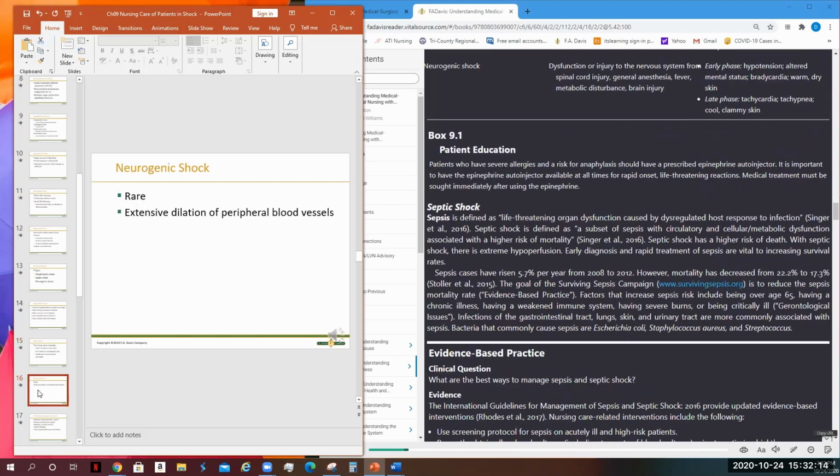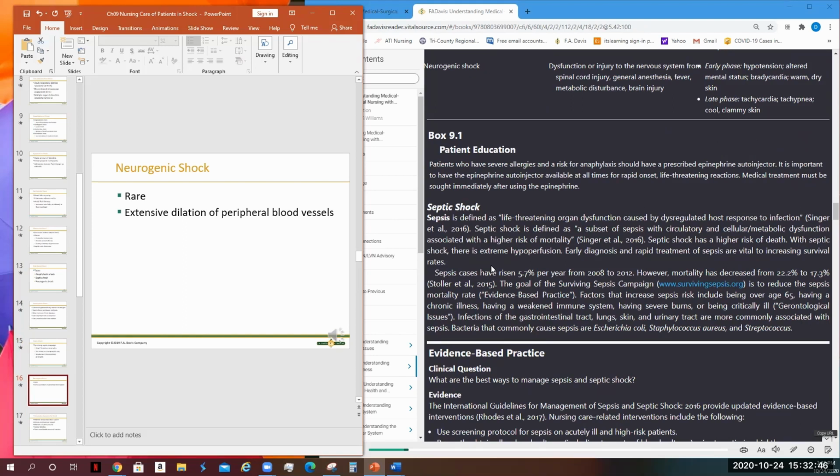Patient education. Patients who have severe allergies and a risk for anaphylaxis should have a prescribed epinephrine autoinjector. It is important to have the epinephrine autoinjector available at all times for rapid onset, life-threatening reactions. Medical treatment must be sought immediately after using the epinephrine.